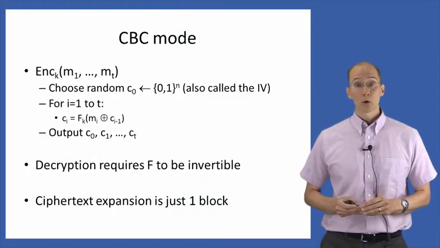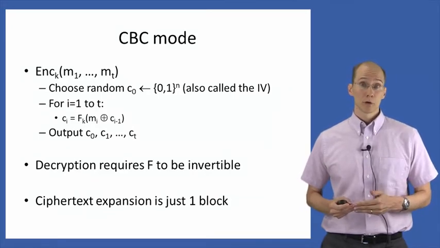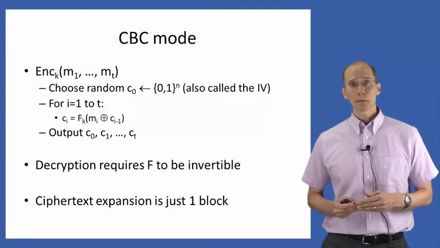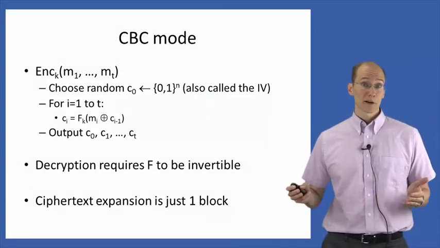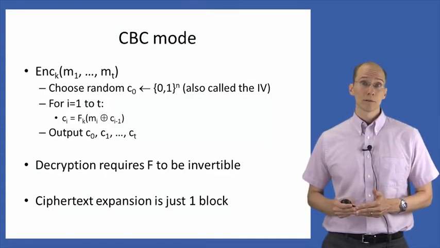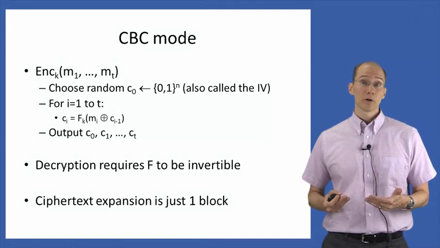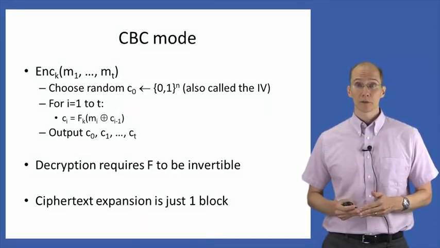Another mode that's quite popular and used a lot in the real world is CBC mode. This stands for cipher block chaining mode. And this mode works in the following way. So now to encrypt a message consisting of blocks M1 through MT as before, what the sender does is choose a random value, C0, that's sometimes also called the IV, or initialization vector.